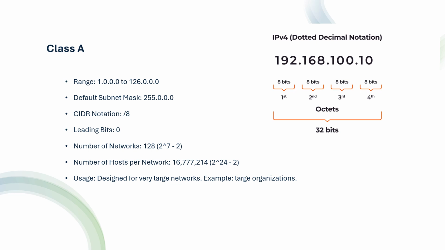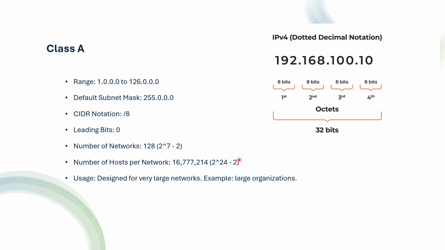for example, 1.0.0 is reserved for the representation of the network, and 1.1.1.1 is reserved for the broadcast. That's why here we do minus 2 in the entire number of networks.